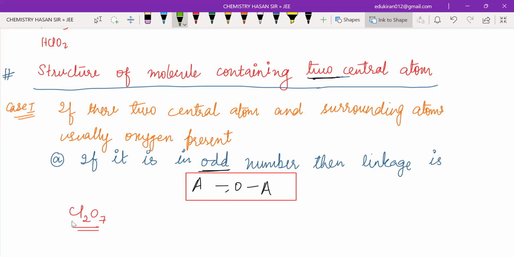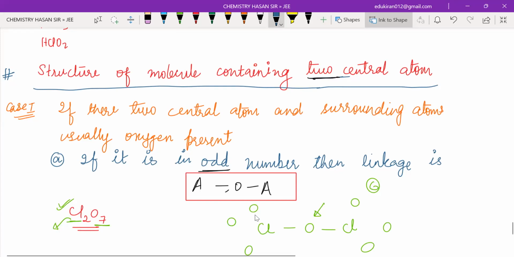You can see two central atoms, and the central atom is chlorine, and oxygen is in odd number. So you are going to write ClOCl. Now one of the oxygens comes here, so we have 6 oxygen. You distribute these oxygens equally, 3 oxygen to the right chlorine and 3 oxygen to the left chlorine. Since chlorine is a third period element, it has d orbitals, so it can easily make a double bond with oxygen. And you know that whenever oxygen is in the surrounding, it will make a double bond. So this will be the structure of Cl2O7.